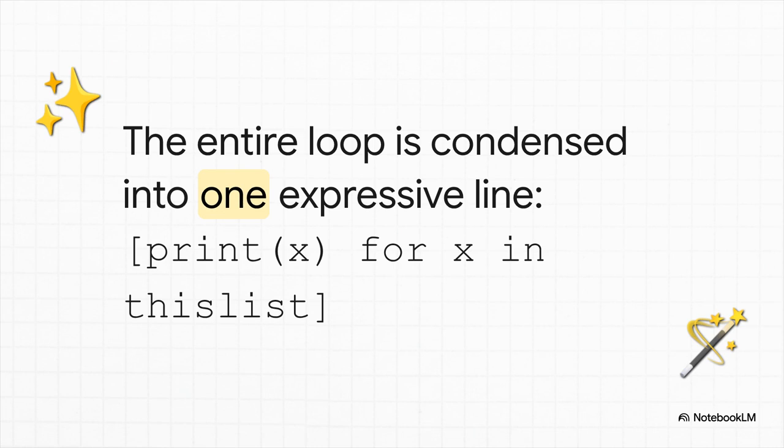And there it is. That's it. That entire for loop we saw at the beginning, it's now condensed into this one single line wrapped in square brackets. It's actually really natural to read. You just kind of read it backwards. Print x for each x that's in my list. It's incredibly short and to the point.